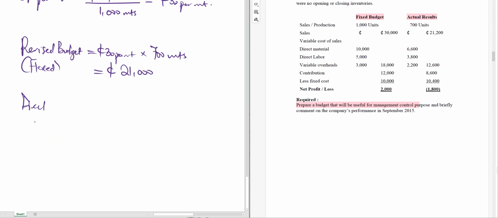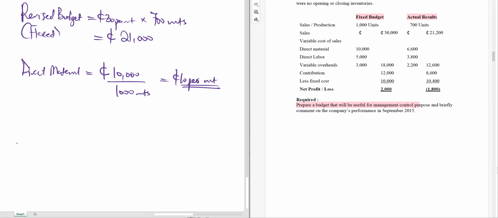Okay. Let's go to direct material. The direct material cost was 10,000, right? But we produced 1,000 units per the budget. That means it's 10 cedis per unit. Do you all agree? Yes, sir. So what becomes the revised budget or the flexed? 10 cedis per unit times 700 units, which is the actual. That means this will cost 7,000. Not so?